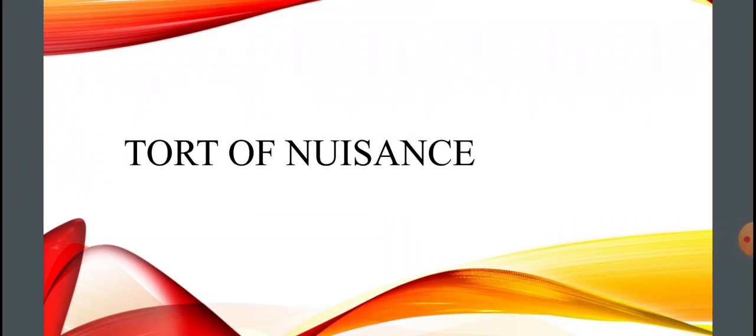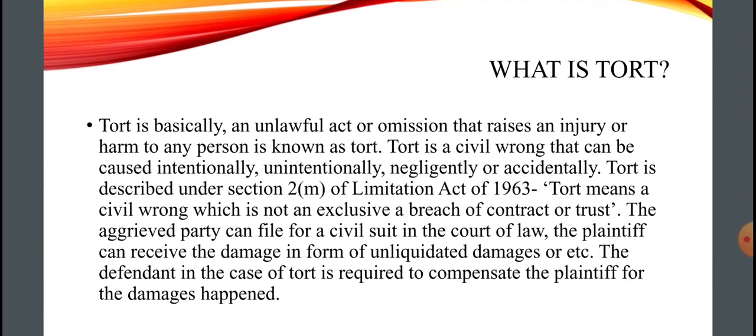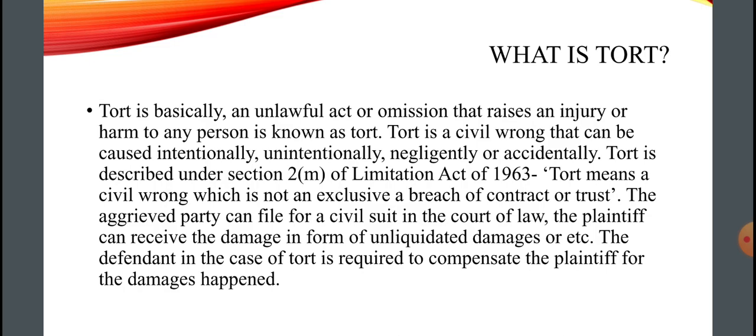Today we will learn about tort and tort of nuisance. Let's begin with what is tort? Tort is basically an unlawful act or omission that results in injury or harm to any person. Tort is a civil wrong that can be caused intentionally, unintentionally, negligently, or accidentally.